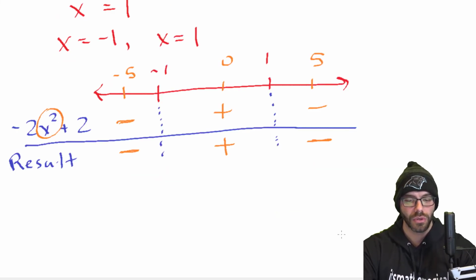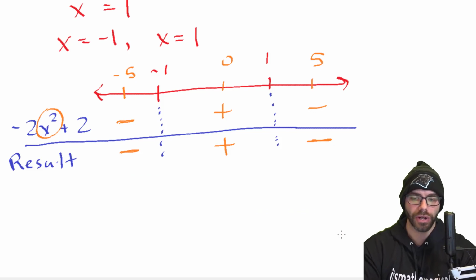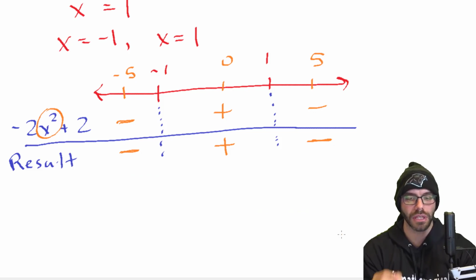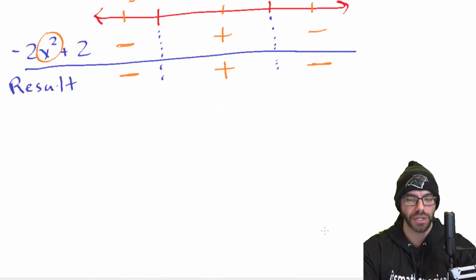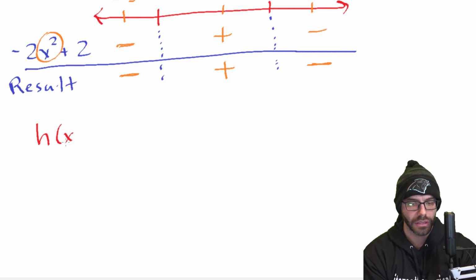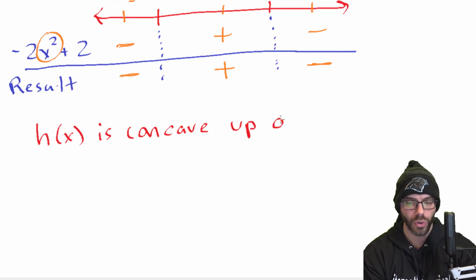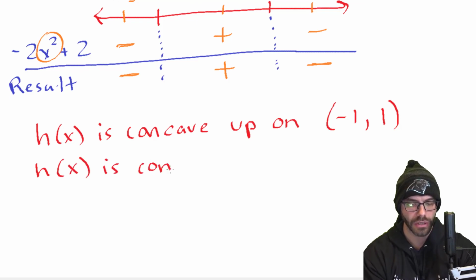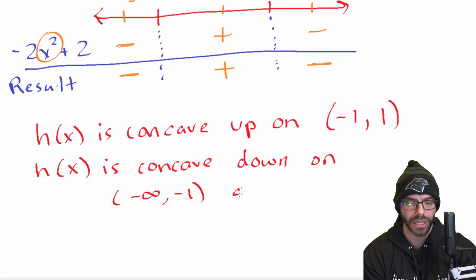So in this sign chart, because we're testing for intervals where a function is concave up or concave down, we'll say h of x is concave up on the interval negative 1 to 1, and h of x is concave down on two intervals. We'll say negative infinity to negative 1, and again from 1 to infinity.